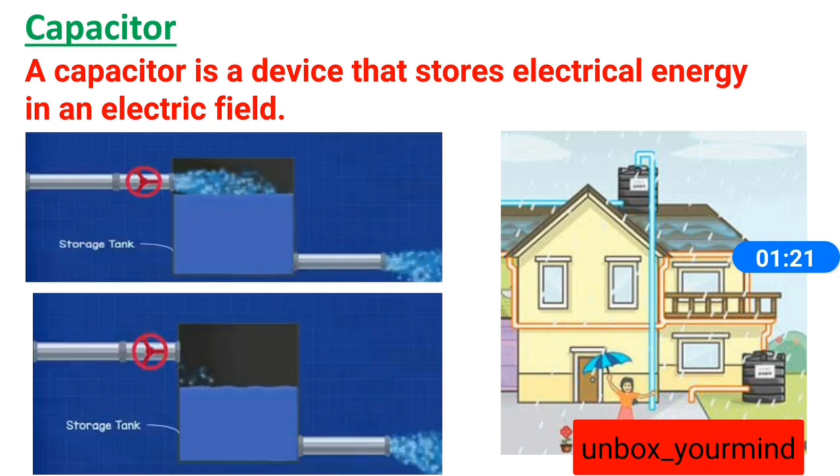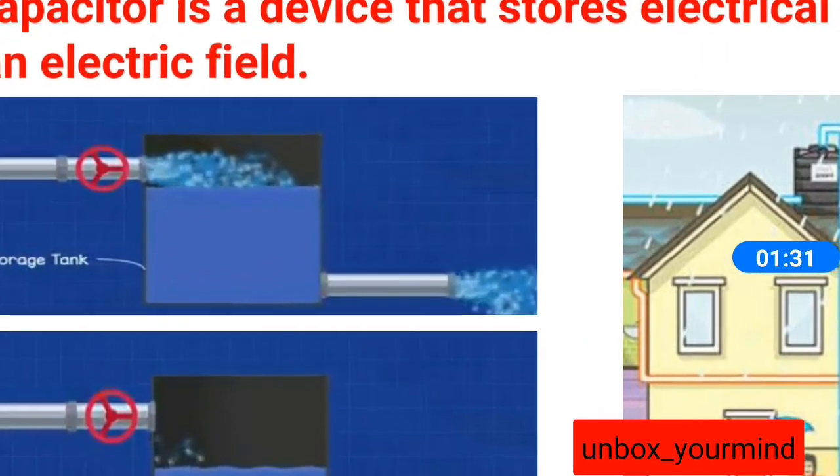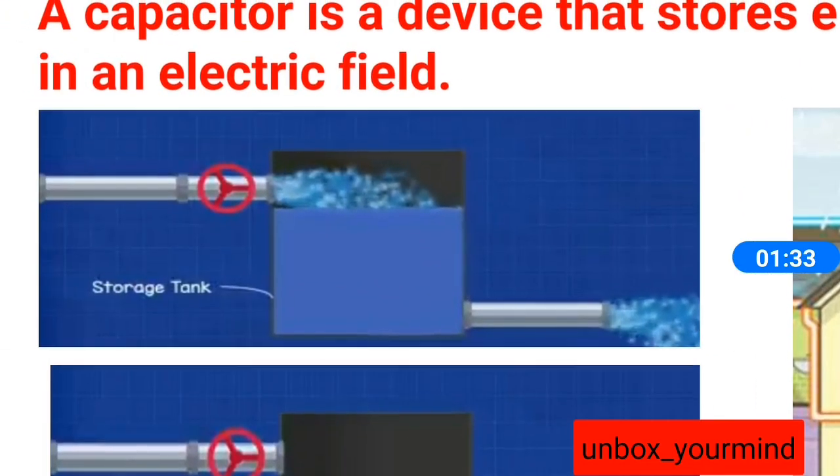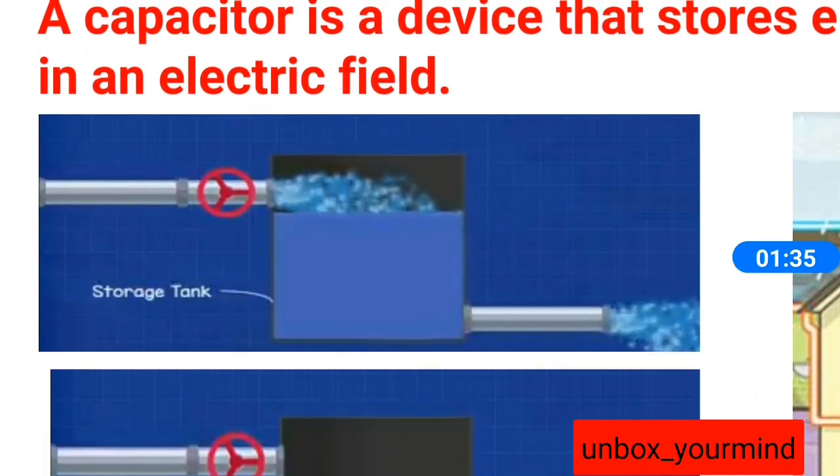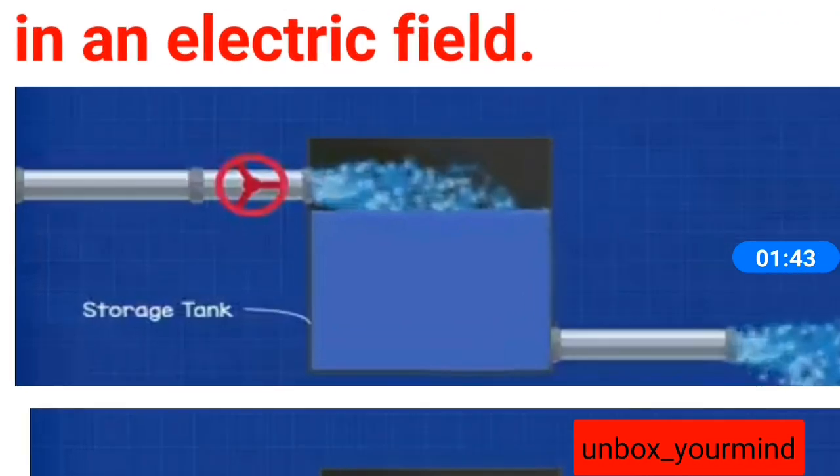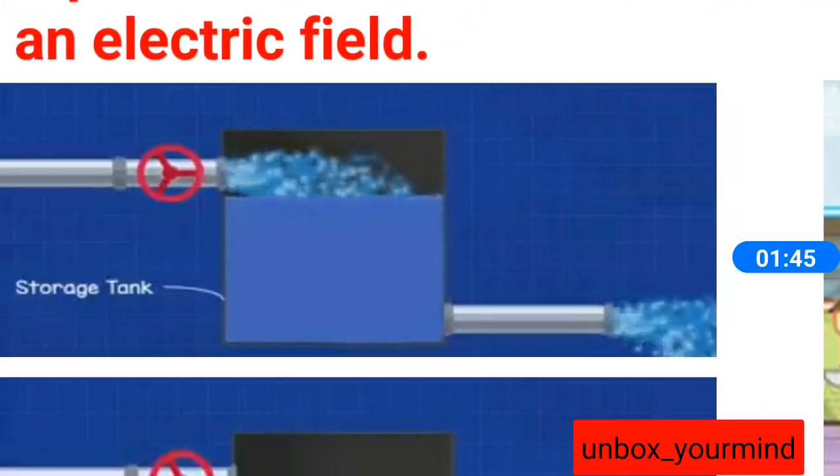Everyone will know the definition of the capacitor, but we'll try to understand what a capacitor is. Basically, a capacitor is like a water tank, a storage tank. As you can see here, the water is flowing through the pipe. This is the incoming valve and this is the outgoing valve.